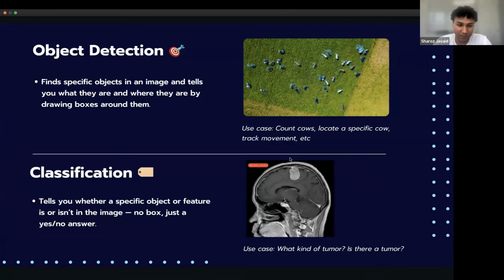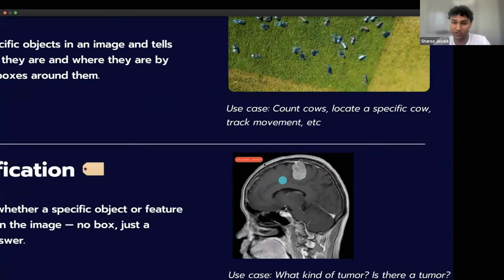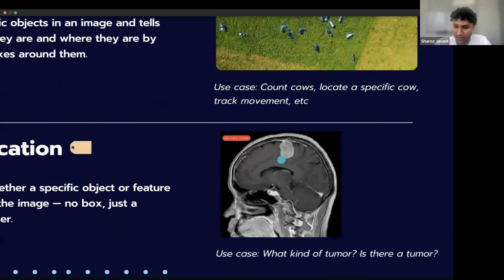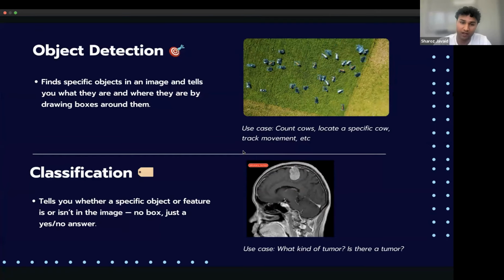All right, so classification models. These models will tell you if a specific object or feature is or is not in an image. So here we have a classification model trained on different types of tumors, and it is classifying this as a pituitary tumor, and it's just telling us that it is there, not where it is like the object detection models.